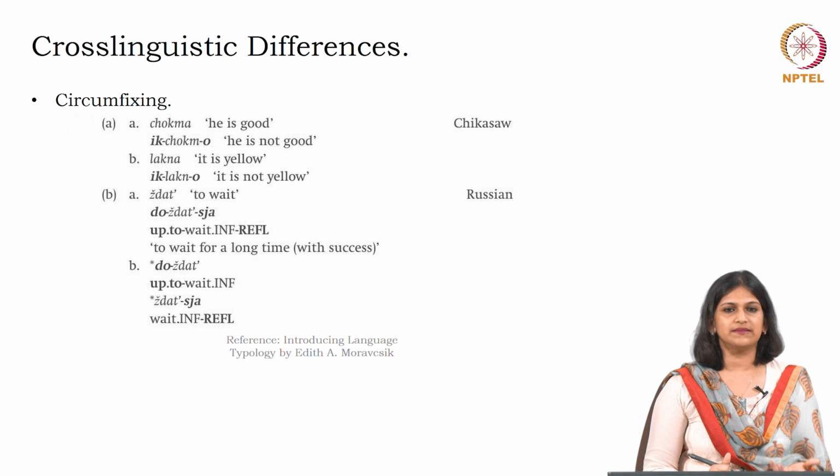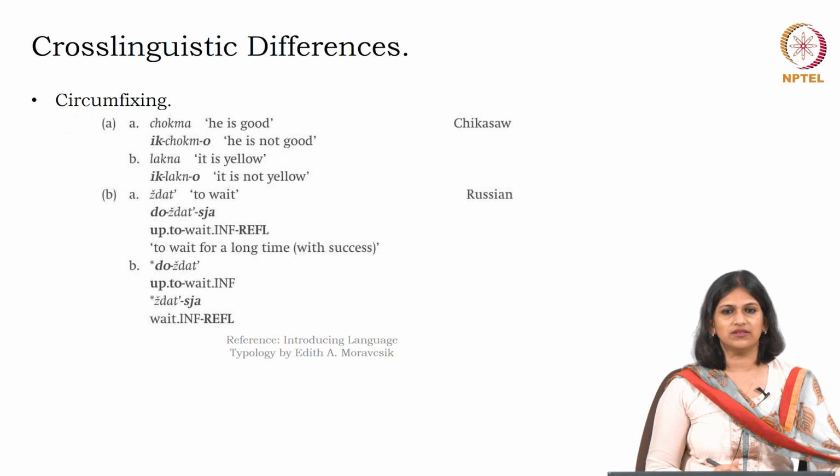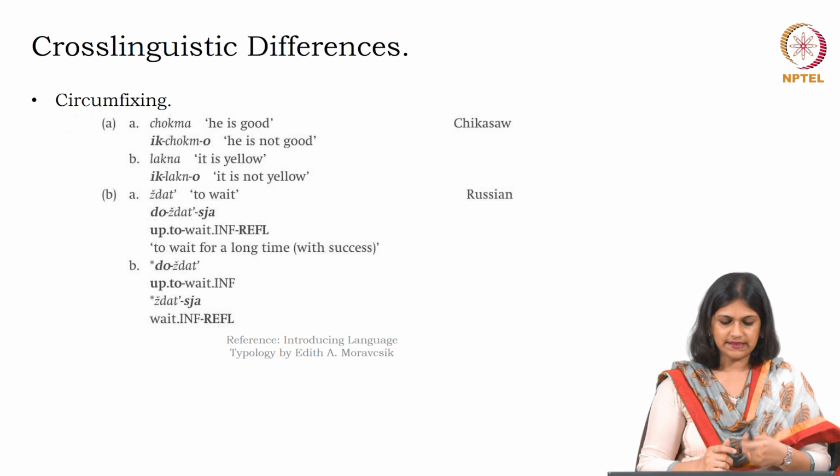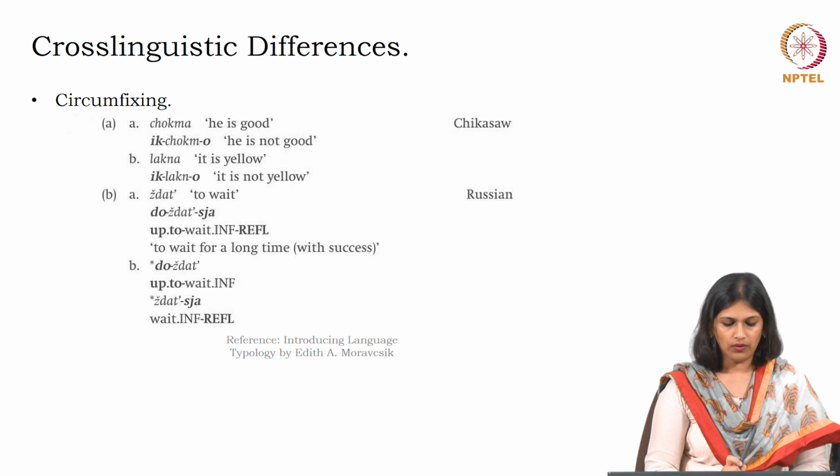When I say circumfixation, when we look at the data, then we can easily understand what is happening here in case of circumfixation. So chokma, I think that means he is good. And in the second one, ik chok o, that is he is not good.